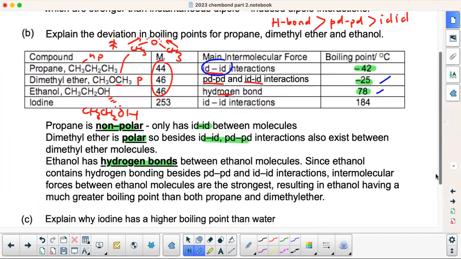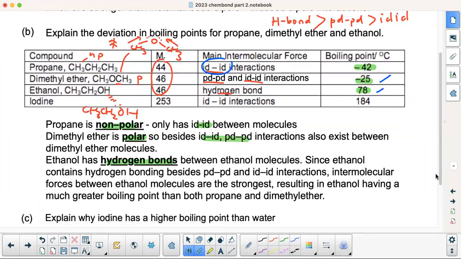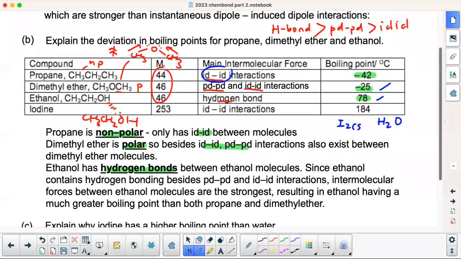Explain why iodine has a higher boiling point than water. Why does iodine have a higher boiling point than water? Maybe I should ask this question. So iodine and water. Iodine actually is a crystalline solid at room temperature. Just ignore that first. Iodine, you can find it in a crystalline solid, and water is a liquid.